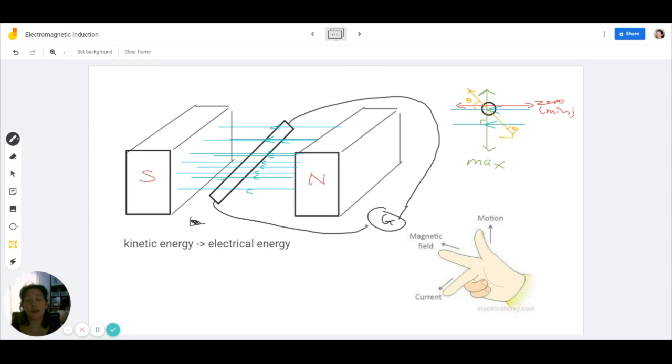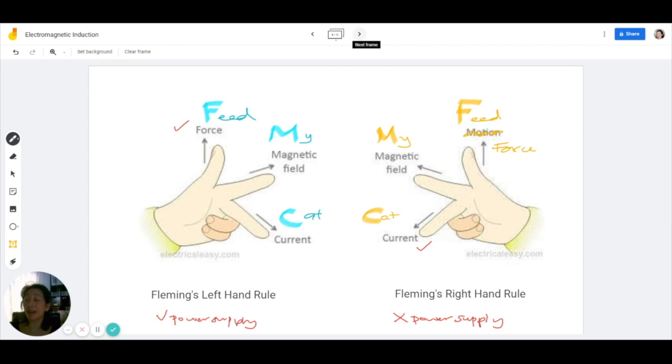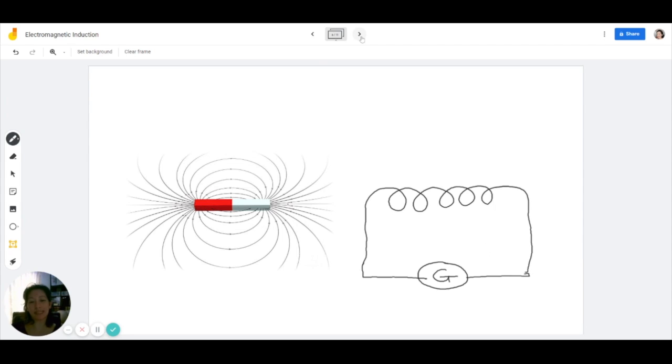To determine the direction of the current flow inside that wire, we need to use Fleming's right-hand rule. Now, let's look at another way to induce current. So we have in this slide here a solenoid, which is a wire coil. It is not an electromagnet because there's no power supply. Because remember, yes, we are now the power supply. We need to supply the motion here in order to produce the current that will flow inside this circuit.